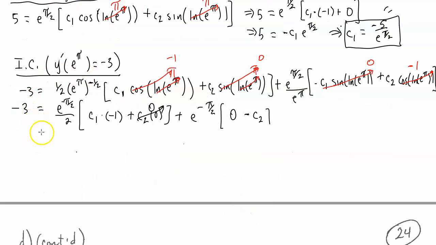All right, so now at this point, what I'm going to do here is multiply both sides by a -2. And I'm going to do that so I can get rid of this fraction here. So if I multiply -3 by -2, I'm going to get a +6. If I multiply this by a -2, I'm going to get a minus e raised to the minus pi divided by 2. And everything on the inside here will stay the same.